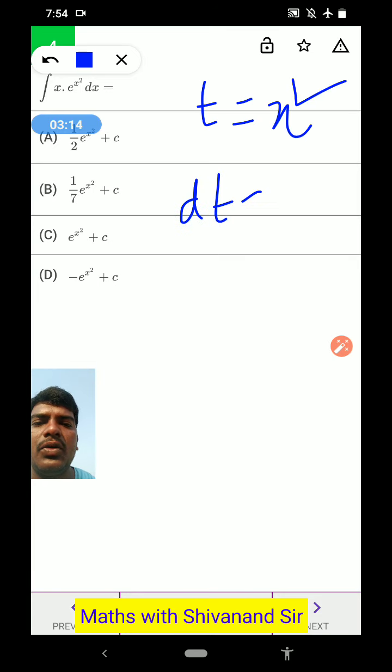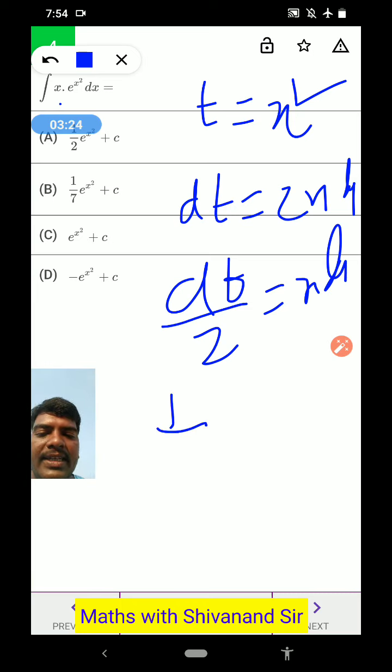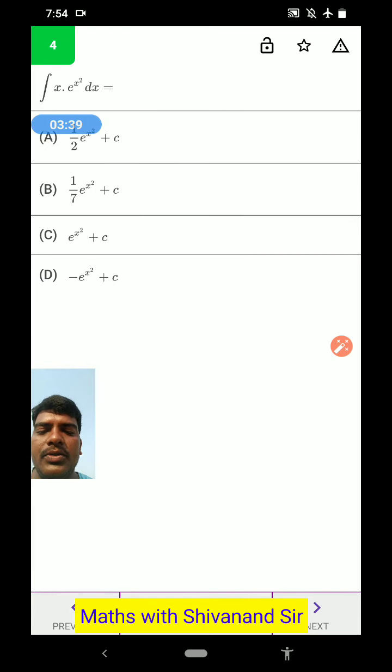Then dt is equal to 2x dx. Okay, we already have x here. Then the coefficient is taken in the denominator: dt by 2 is equal to x dx. Check what the coefficient is here: 1 by 2. 1 by 2 is the coefficient in the answer. So check in the options which option has 1 by 2 as a coefficient. Only option number A has the coefficient of 1 by 2 in the answer. So now let me go with one more question here.